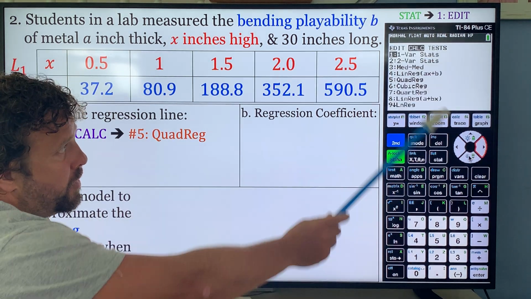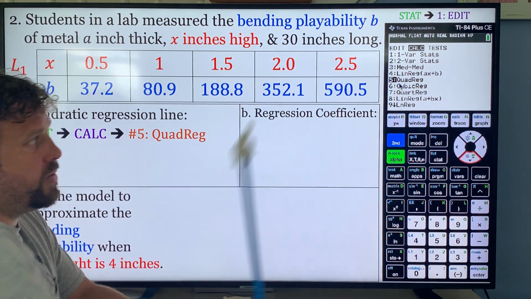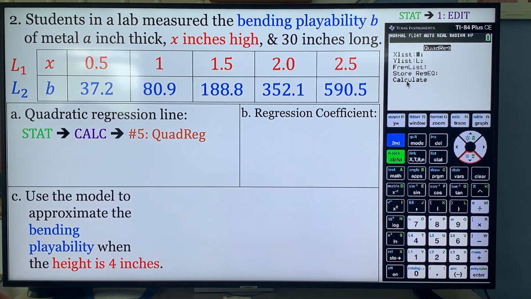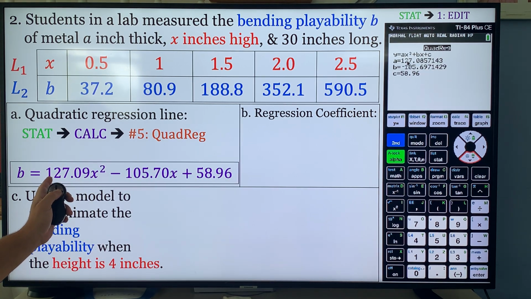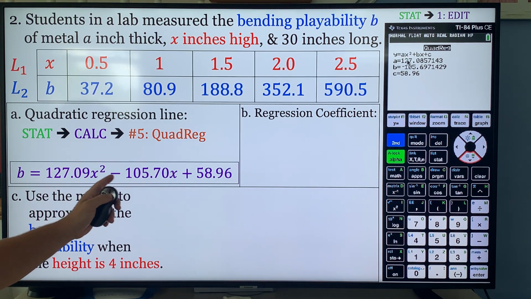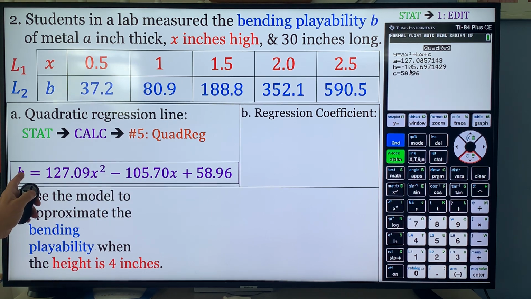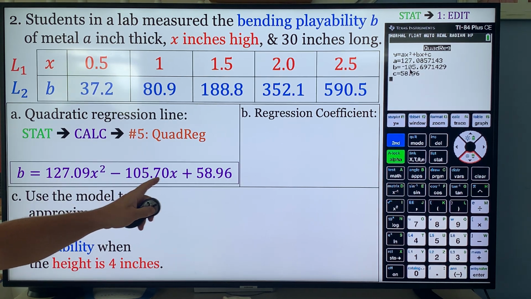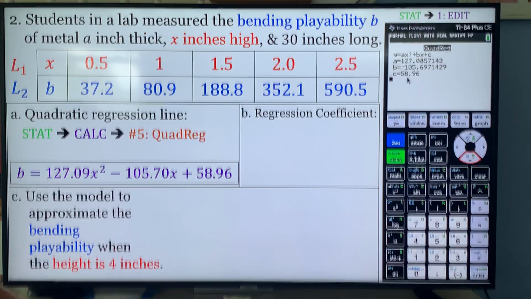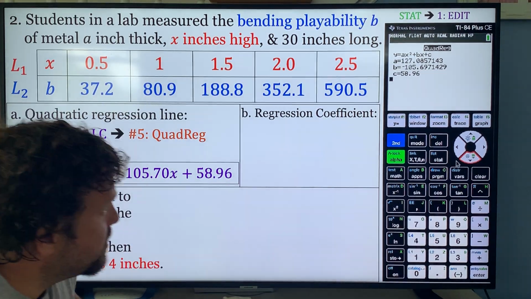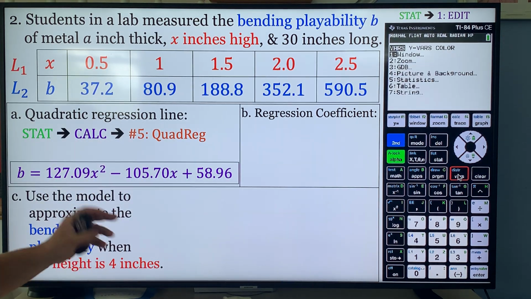Stat, over to calc, down to quadratic. Number 5, not number 4. Hit enter, and you get A is 127.09 x squared. B, not this B, not the pliability B, just the B that goes next to the x. Negative 105.70, and then you got 58.96. Notice I just went to 2 decimal places in each thing to try to keep it equal.